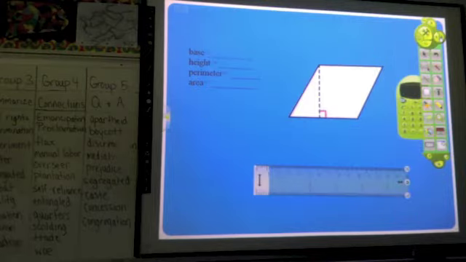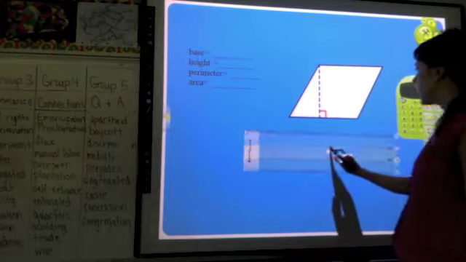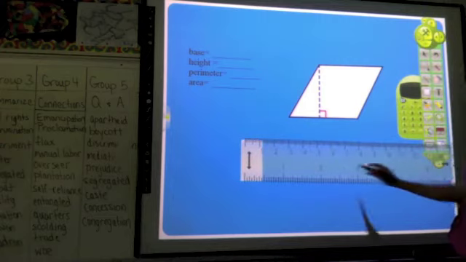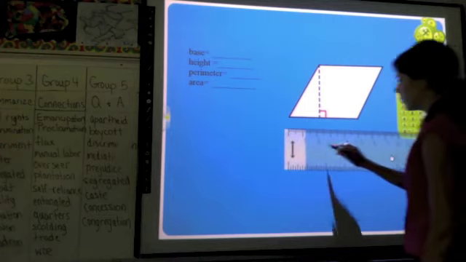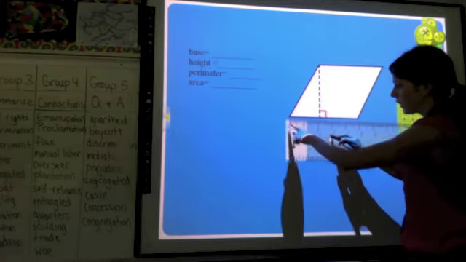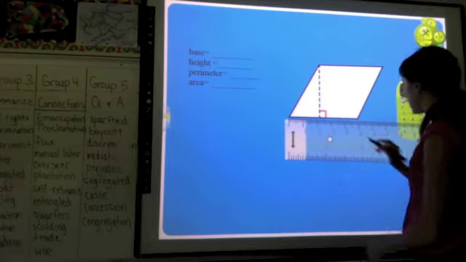This time, let's do a parallelogram. All right, here we have our rhombus. And we're going to find the same information: the base, the height, the perimeter, and the area. So I'm going to pull out my ruler, and I'm going to find my base in centimeters. And I make sure to line up my black line with the very end of my shape here.